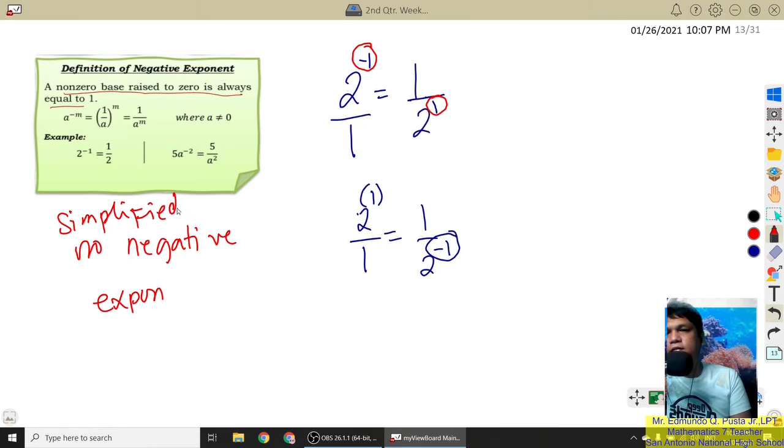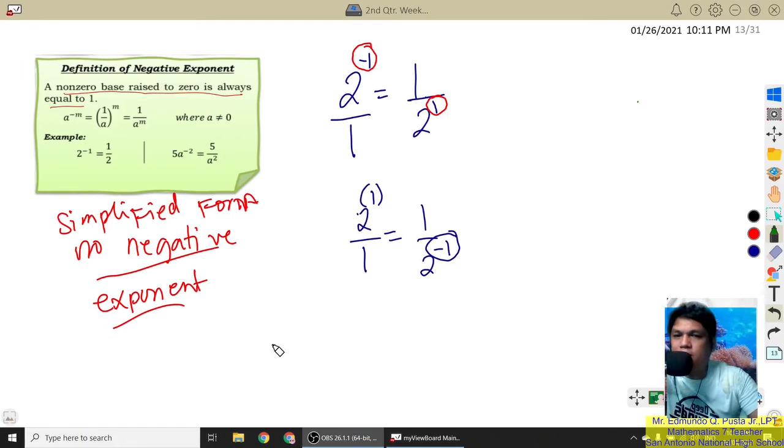Simplified form. Okay? So, simplifying algebraic expressions. In simplifying algebraic expressions, there should be no negative exponent. Okay? Now, to eliminate the negative exponent, if it is in the numerator, put it in the denominator. If it is in the denominator, put it in the numerator. Okay? Okay, so let me explain it this way, no?